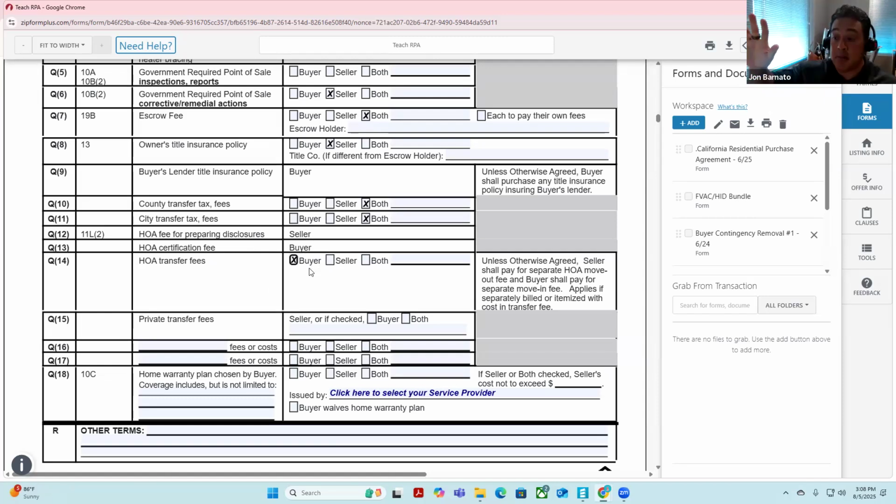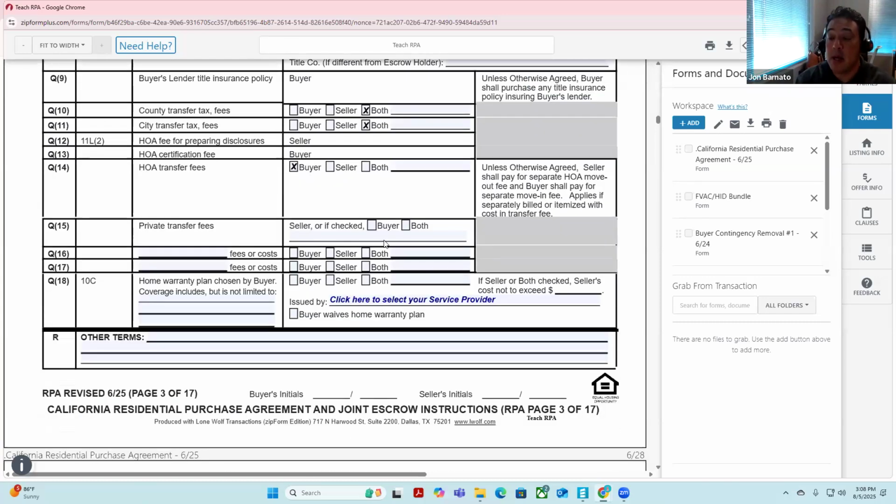In the Great Recession time, when HOAs were hurting because of not a lot of payment of dues, they started passing like $1,500 transfer fees for buyers to pay just because they were trying to get money. So the law came in and restricted that. But typically the buyer pays that. Typically you don't see buyer transfer fees, seller private transfer fees, but if there are, the seller will do it.